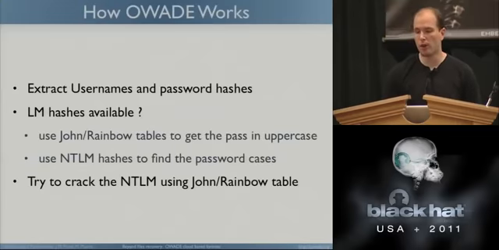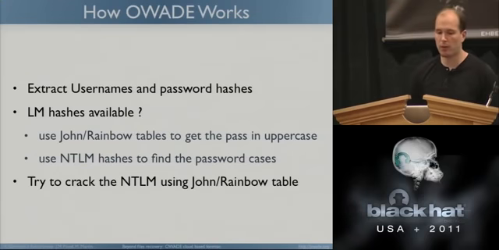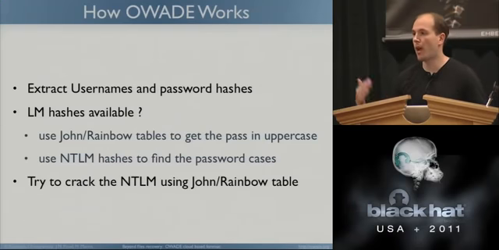So how does OWADE work? OWADE first extracts the username and the password hash, and then it tests if we have the LM hash. If the LM hash is there, then we're fine. We're going to try to use John the Ripper, and we plan to have a rainbow table module to just crack it and have the password in uppercase. And then we're going to use the NTLM hash, which is case sensitive, to figure out the case of your password, and then we're good to go.